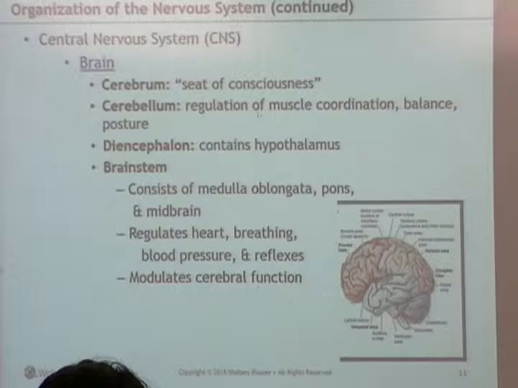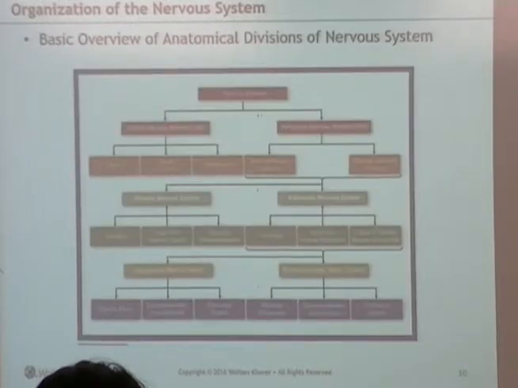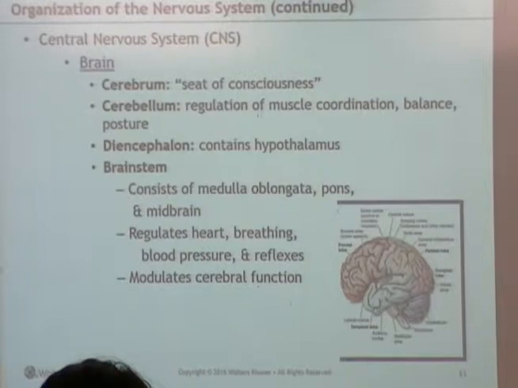So we had this overview of the layout of the nervous system. We've got two main divisions, the central nervous system and the peripheral nervous system. The central nervous system is the brain and the spinal column. And then once the nerves leave the spinal column, everything else is peripheral, okay?